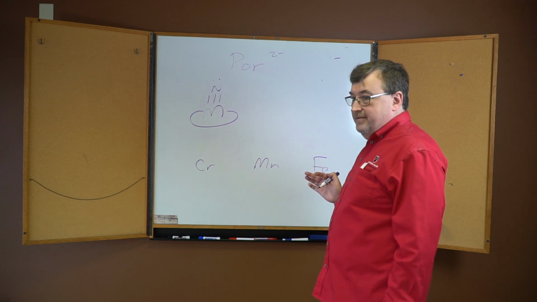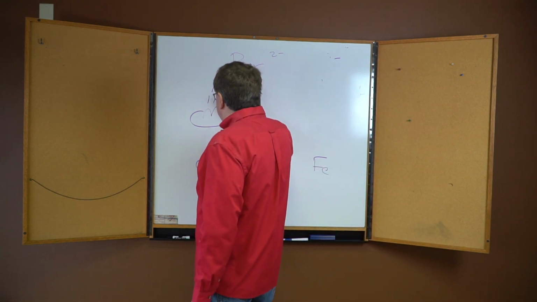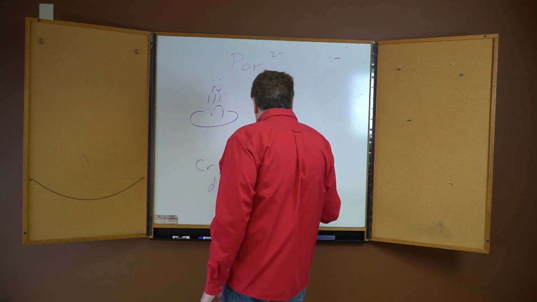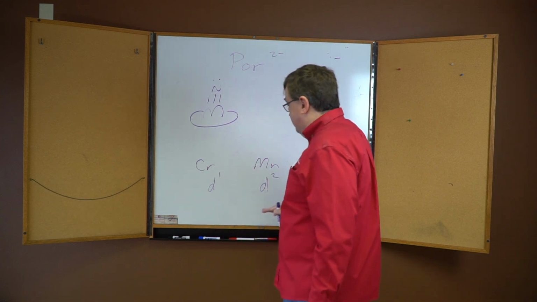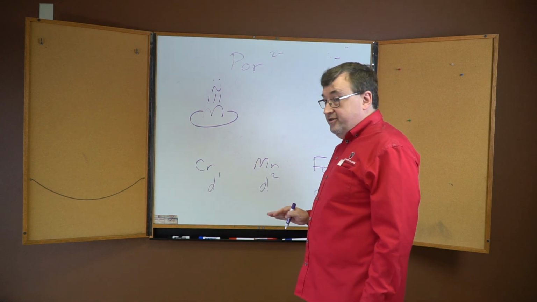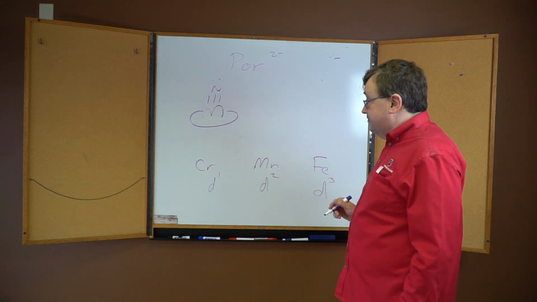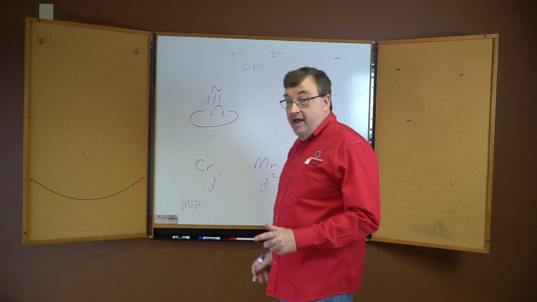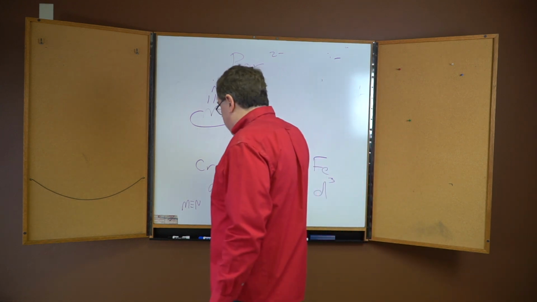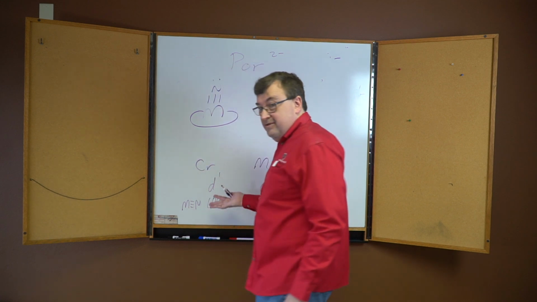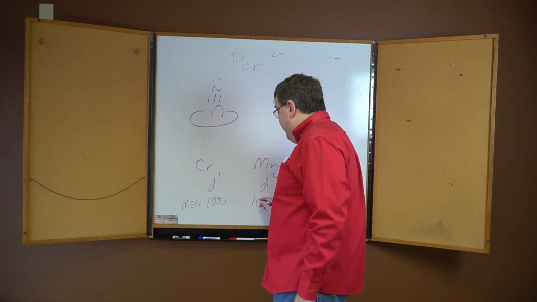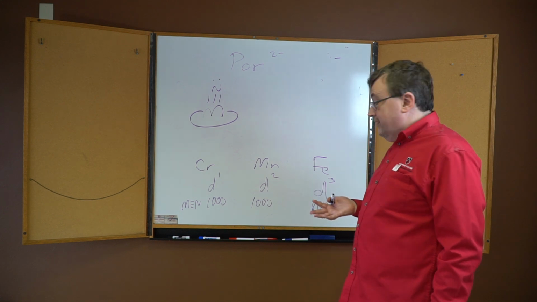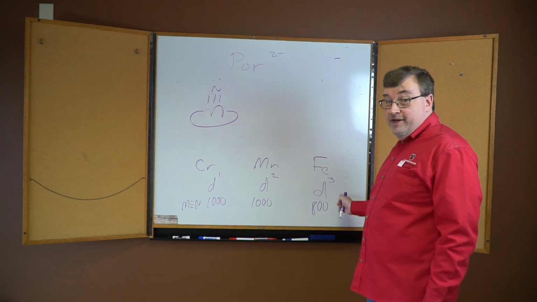So if we have chromium, manganese, and iron, nitrido here is 3-. Chromium is a d1, manganese d2, iron d3. I look at the IR and look at the stretching frequency. Chromium is about 1,000 reciprocal centimeters. Manganese is about 1,000. Iron, 800. Weaker bond. Weaker, weaker, weaker.